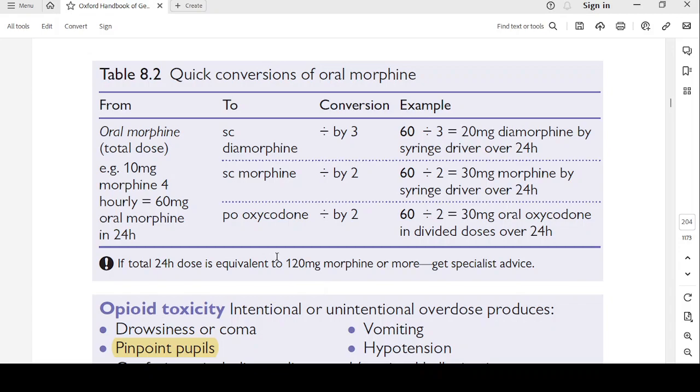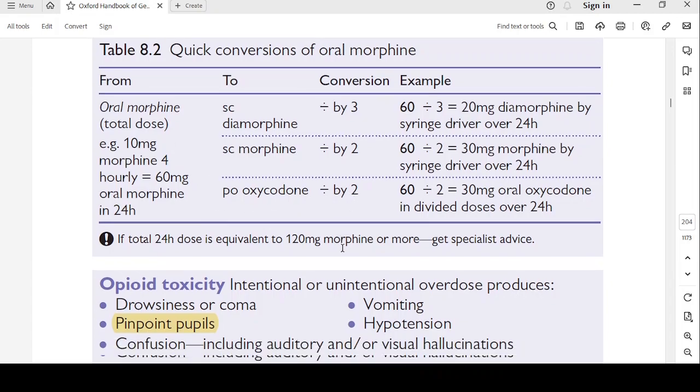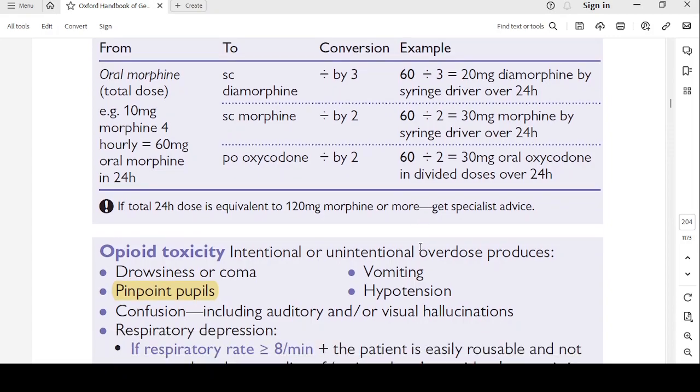So, this is a conversion. For quick conversion of oral morphine: oral morphine total dose to subcutaneous diamorphine, divide by 3. Oral morphine to subcutaneous morphine, divide by 2. Oral to subcutaneous diamorphine, divide by 3. And oral morphine to oral oxycodone, divide by 2. If the 24-hour dose is equivalent to 120 mg morphine or more, get specialist advice.